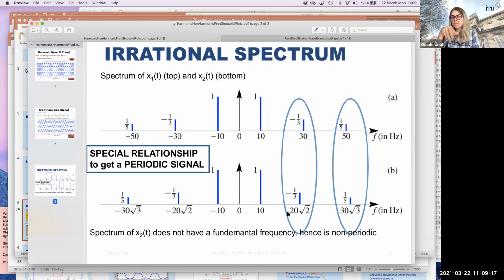For the first one, you could locate 10, and then you could find the other components at its multiples. But for the second one, you would be like, hey, there is 10, but there is 20 square root 2, 30 square root 3. These are not really multiples of each other. So this spectrum at the bottom does not correspond to a periodic signal. This is also important. It's good we covered that.